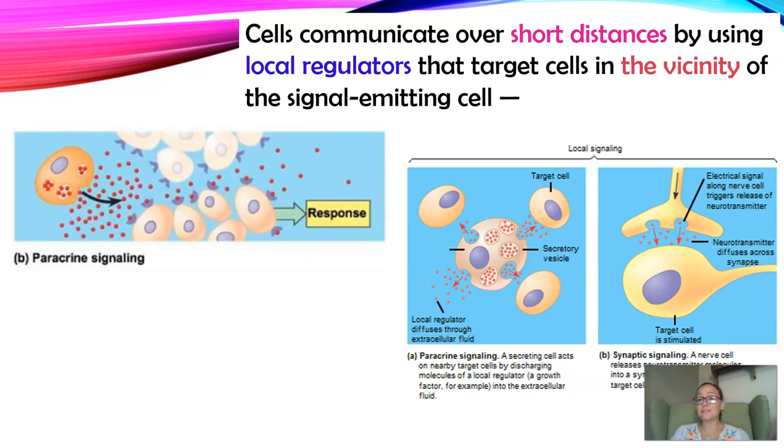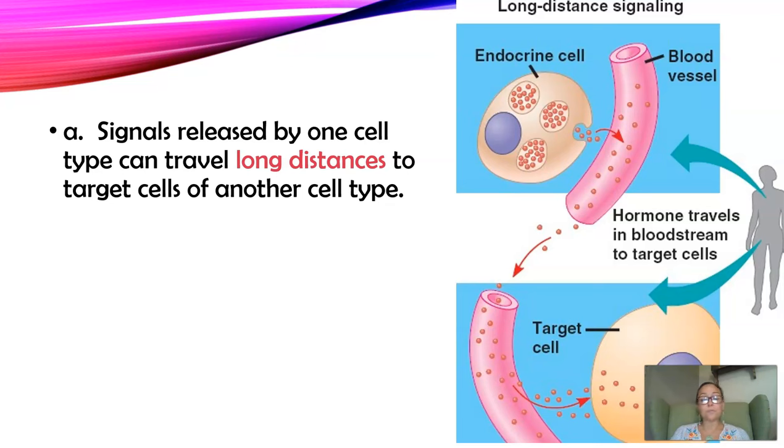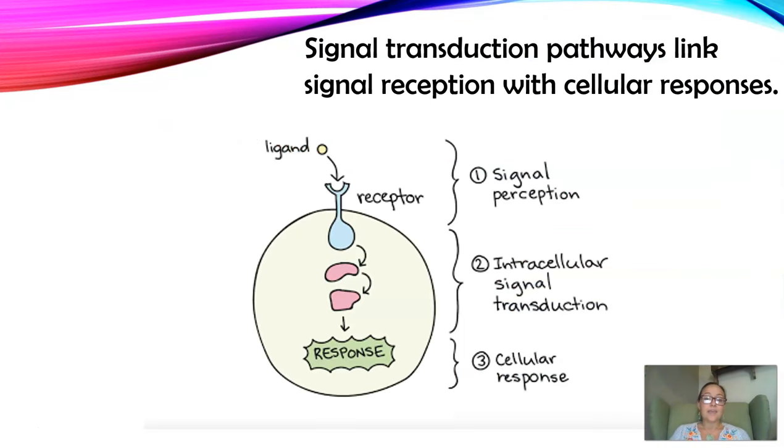Then we have long distance signaling, and long distance signaling will be your hormones that are produced by a gland or an endocrine cell, and then they'll travel in the bloodstream to their targets. And when we talk about a hormone reaching its target cell, what does that mean? A target cell is a cell that has a specific receptor for that hormone. Now, the receptor can be a cell membrane receptor, like a plasma membrane receptor, or it can be a receptor for a lipid-based hormone located within the cytoplasm.